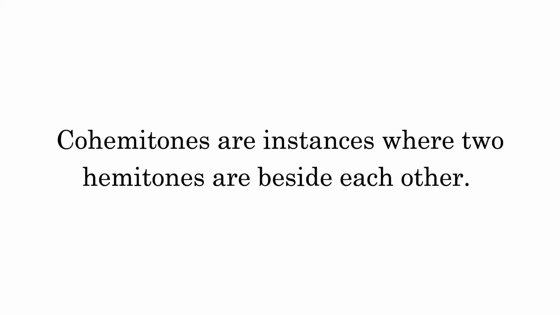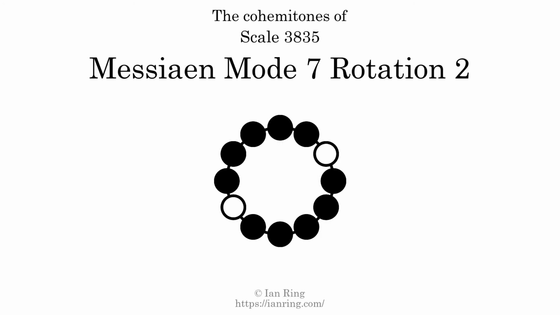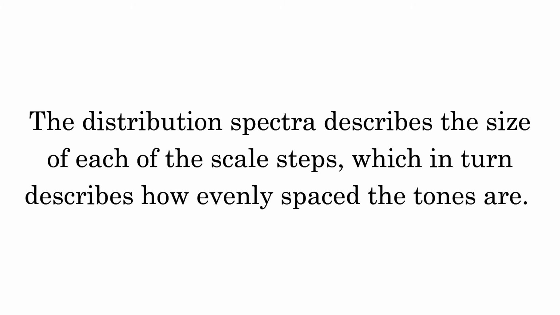Cohemitones are instances where 2 hemitones are beside each other. This scale has 6 cohemitones. They are at positions here, here, here, here, here, and here. The distribution spectra describes the size of each of the scale steps, which in turn describes how evenly spaced the tones are.